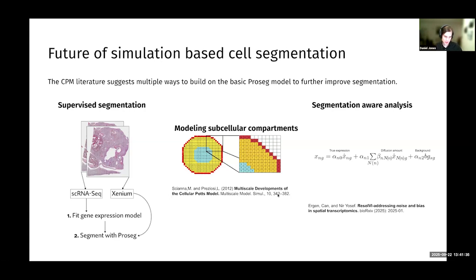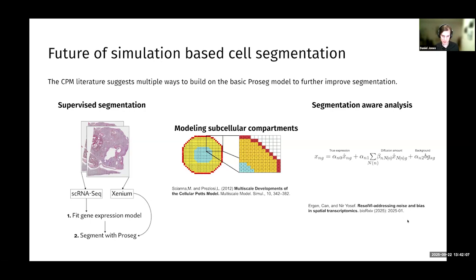There's also literature with CPMs that have modeled the existence of a nucleus, which might improve our results here, because I think one of the main forms of RNA localization is cytoplasm-nuclear imbalance. Then the other thing I think is an interesting direction, which there are some groups working on now, I've cited this Resolve VI paper, is trying to do a downstream analysis that takes into account missegmentation.